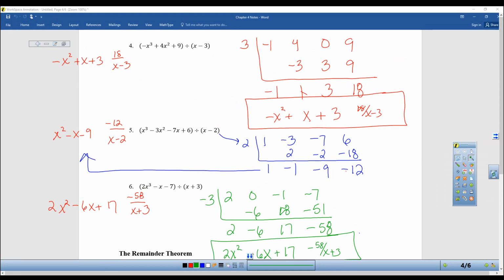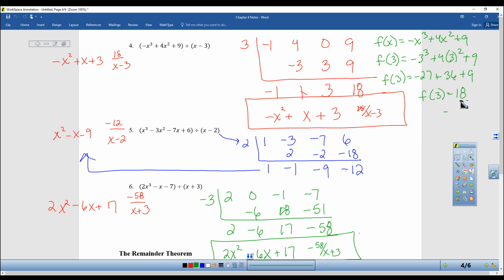makes it awesome, but then on top of that, if you're given a function, if f of x is equal to -x cubed plus 4x squared plus 9, and you wanted to do f of 3, this is not that hard, especially if you have a calculator. You'd plug in -3 cubed plus 4 times 3 squared plus 9. F of 3 is -27 plus, let's see, 9 times 4 is 36 plus 9. F of 3 is 18.